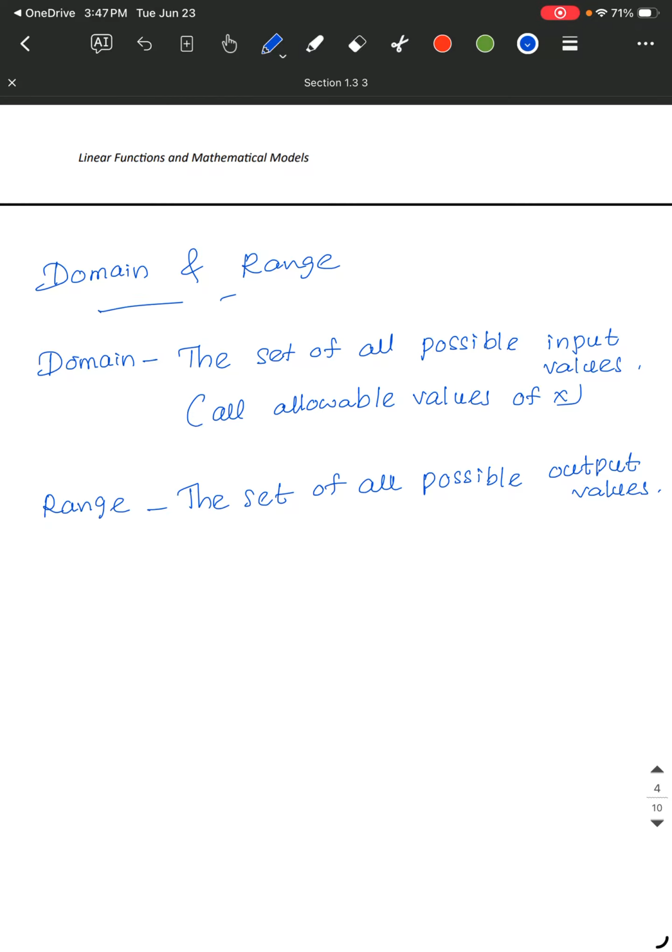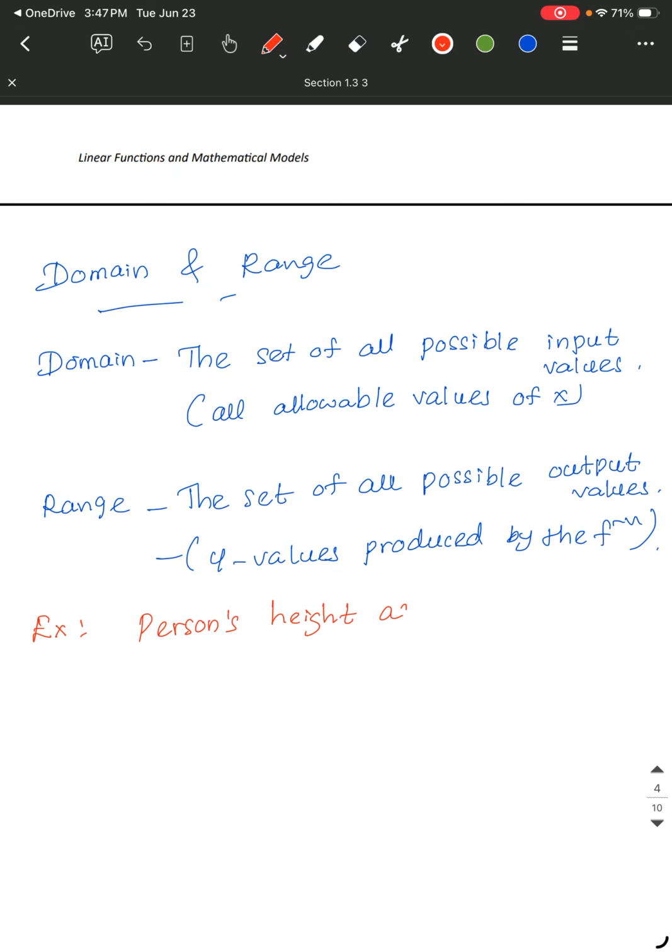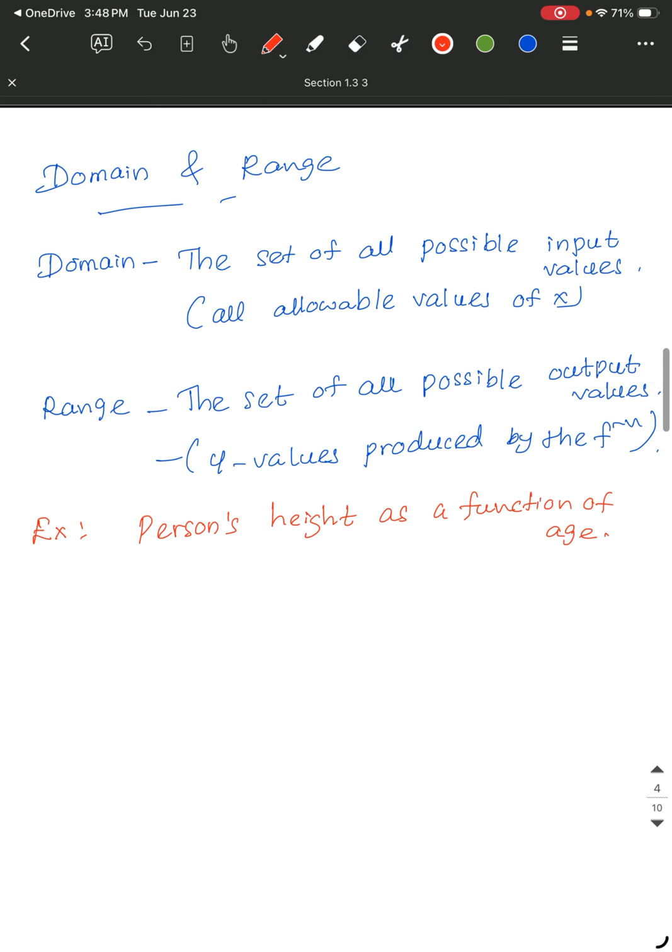These are the y values produced by the function. Okay, let's see the example. For example, consider a person's height as a function of age. Then what about the domain and what about the range?